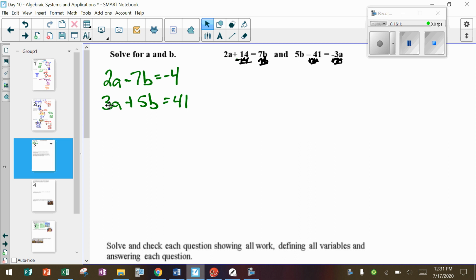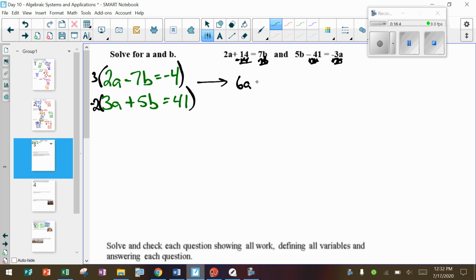And underneath it, I noticed that the b's already have opposite signs. So I can just multiply the top equation by 5, the bottom equation by 7. Or if I want to keep my numbers smaller, which is what I'm going to choose to do, I'm going to multiply the top equation times 3, and I'm going to cancel out the a's. The bottom equation times negative 2 to cancel out the a's. So my new equations become 6a minus 21b equals negative 12, and negative 6a minus 10b equals negative 82.